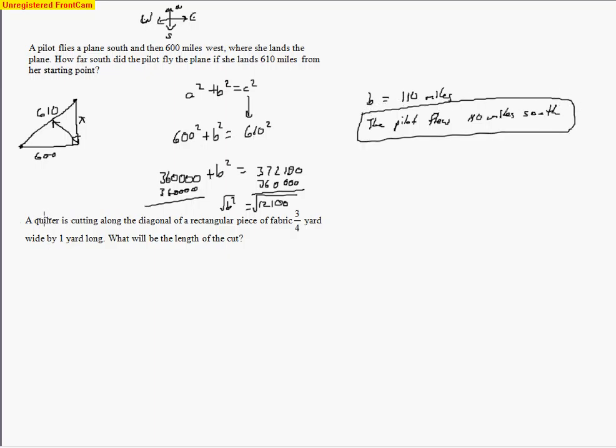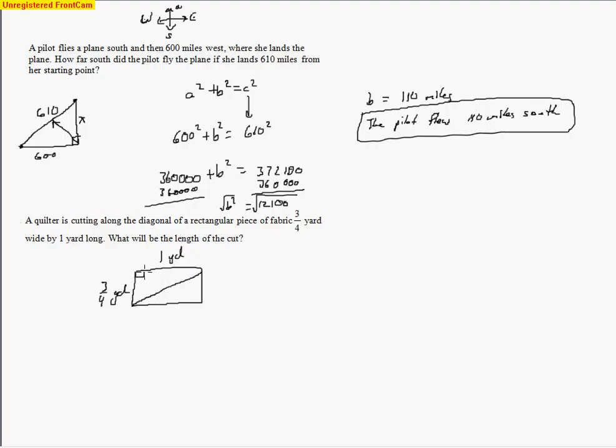Again, the next one says a quilter is cutting along a diagonal of a rectangular piece of fabric. And so let's draw our rectangular piece of fabric. And cutting along the diagonal, so it looks like this. The piece is 3/4 yard wide and 1 yard long, what is the diagonal? What is the length of the cut? And so this is 3/4 of a yard. And this is 1 yard. And we want to find out what this diagonal is.